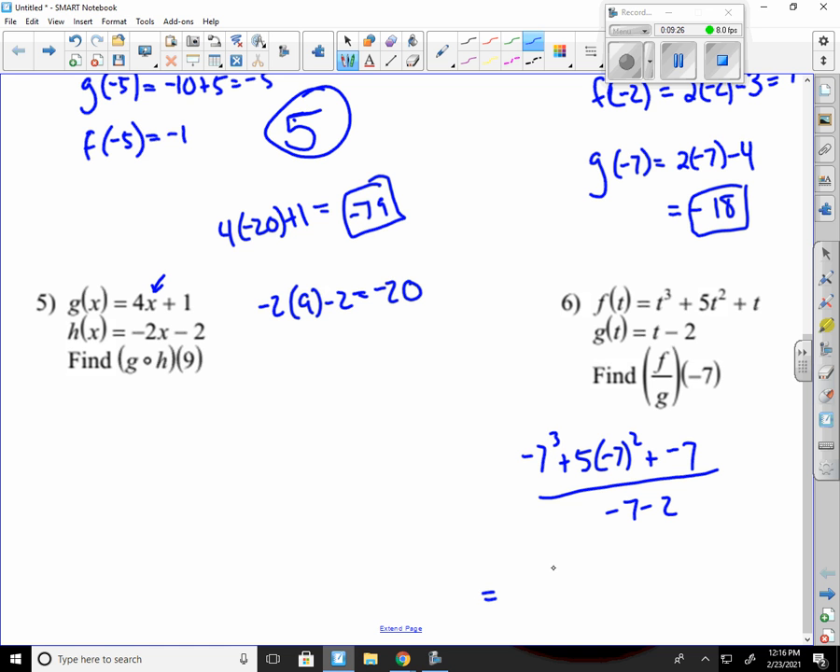Simplify the top, negative 7 to the third power. Everyone knows that's negative 243. I'm not even sure that that's true. Negative 343, like I said. Then negative 7 squared is 49. 49 times 5, gosh, 245. So that's negative 343 plus 245 minus 7 over negative 9.